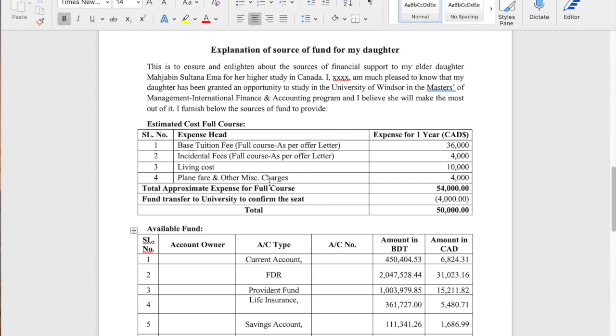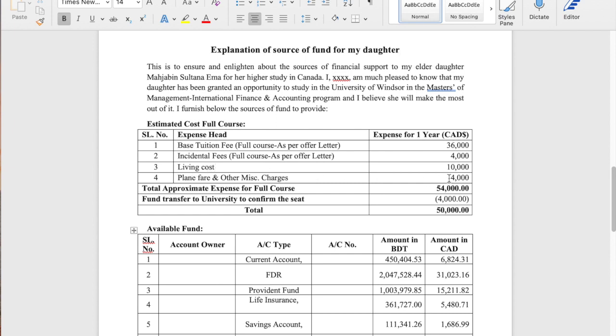So in the estimated cost of full course, I first showed the base tuition fees and the incidental fees, which was mentioned in my offer letter. So I have mentioned here as per offer letter, 36,000 and 4,000. And living cost was also mentioned in my offer letter.